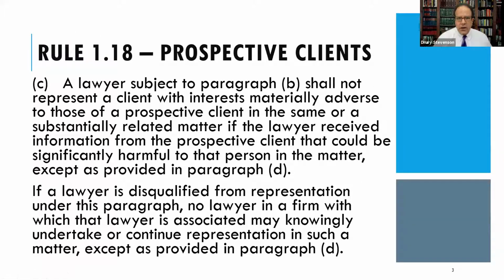Okay, C. A lawyer subject to paragraph B shall not represent a client with interests materially adverse to those of a prospective client in the same or substantially related matter if the lawyer received information from the prospective client that could be significantly harmful to the person in that matter, except as provided in paragraph D, which is obviously going to come next. If a lawyer is disqualified from representation under this paragraph, the whole firm is.